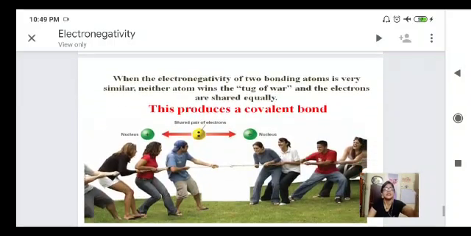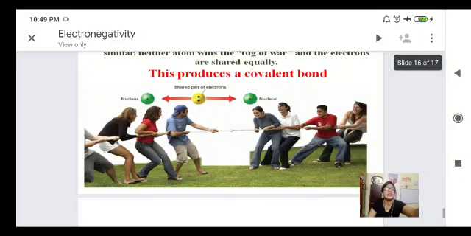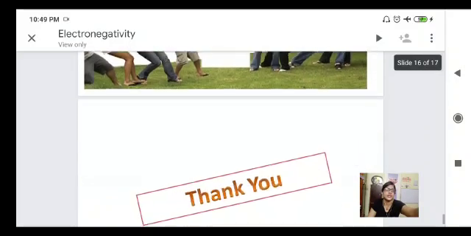And if we consider this picture, where there are an equal number of people on the left side and on the right side, and both sides drag the electron pair equally, it will give rise to a covalent bond. That means they have the same amount of electronegativity.